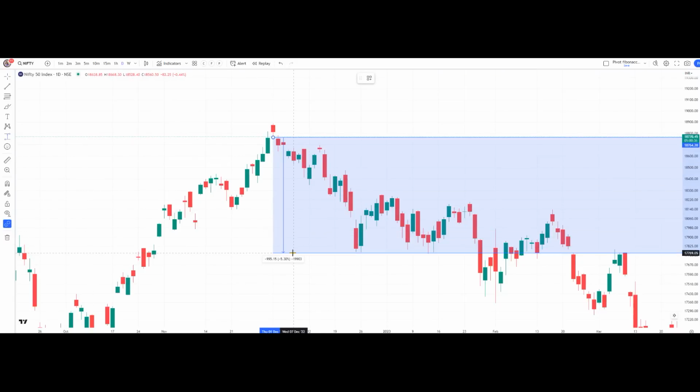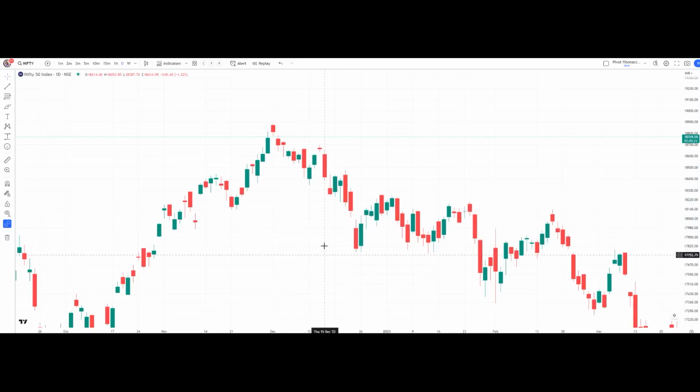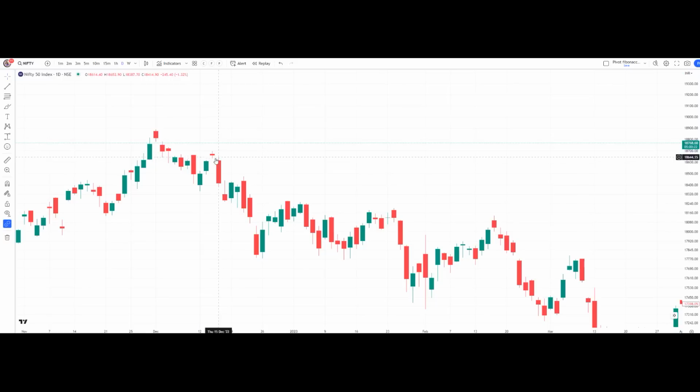You can see that from there, Nifty gave a downfall of 1000 plus points. Okay. So this is how we have to find the top of the trend or top of the market. Okay. Now we can see one more example. Here we can see the perfect pattern.